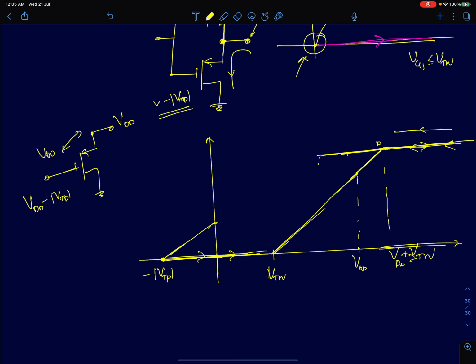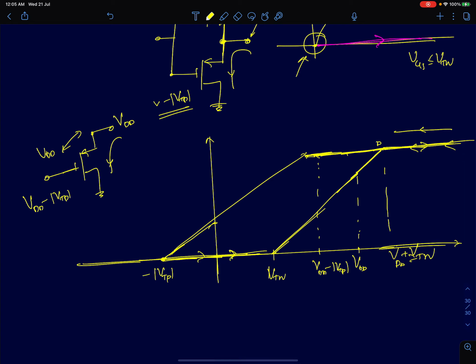I have now reached a point which is VDD minus mod VTP. At that point, the PMOS starts to conduct, and after that it will have a slope of 1. PMOS will discharge it with a slope of 1, and the PMOS will be in common drain configuration. So the graph is going to look like this. Probably it's not drawn properly, but I think you get the picture.